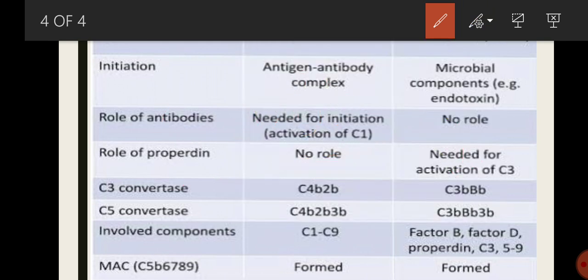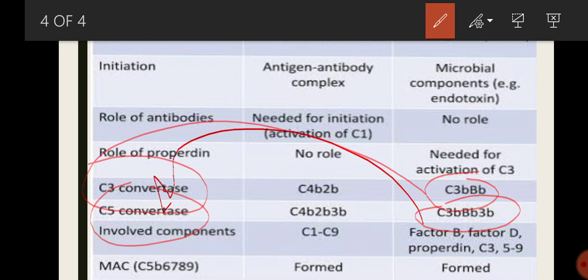Then we have C5 convertase. In C5 convertase, in case of the classical pathway, we had C4b, C2b as C3 convertase. Then C3b will bind to the C4b and C2b and will act as a C5 convertase. While in case of the alternate pathway, C3b and Bb act as C3 convertase. So again C3b will bind to the Bb and will function as a C5 convertase.